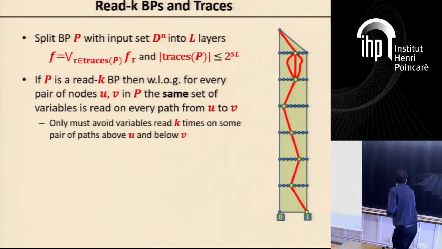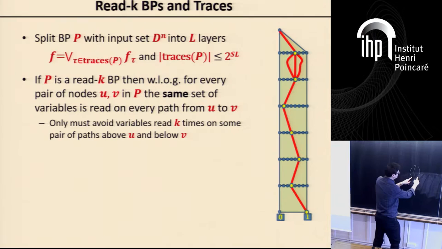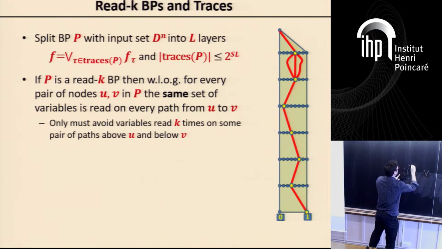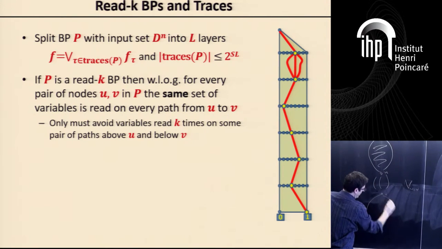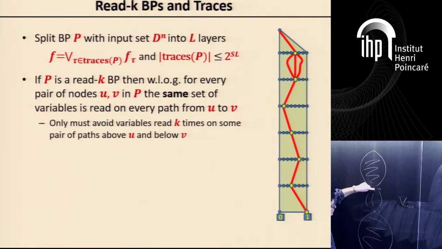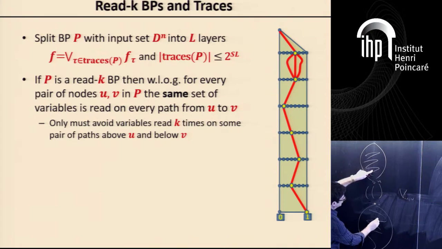And why is it the case that we can associate a single subset of variables that is read between U and V? Because it's read K. Look at the variables that are read over all the possible paths here. Because it's read K, we can't look at a variable that's read K times outside. And every other variable we can look at in here. So you could just add extra queries and make sure that all the variables read in each of these segments is exactly the same, and it doesn't change what's going on. Okay? So you can do that.